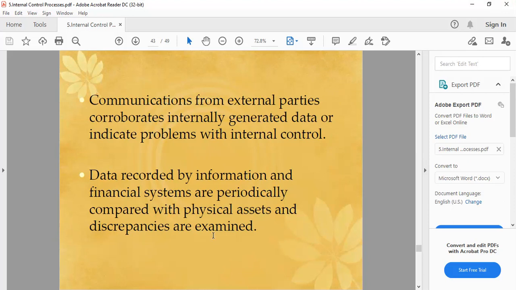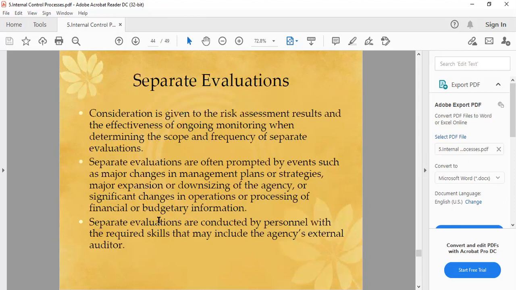Then data recorded by information and financial statements are periodically compared with physical assets. So records versus the actual, and then any discrepancies or differences are examined. And we have to explain as to why. Just like a while ago with the example of physical inventory count versus the perpetual inventory system records.